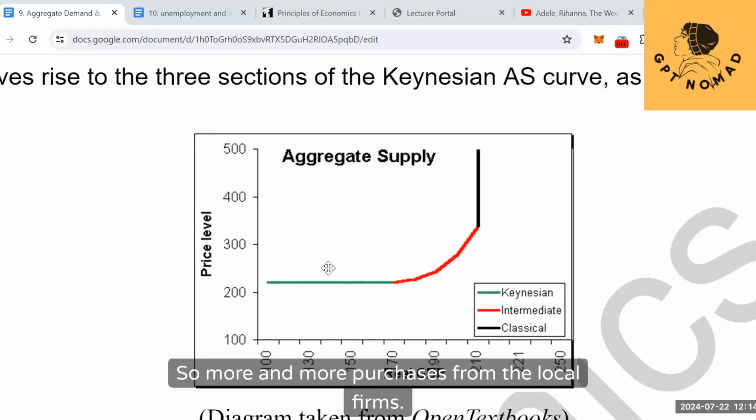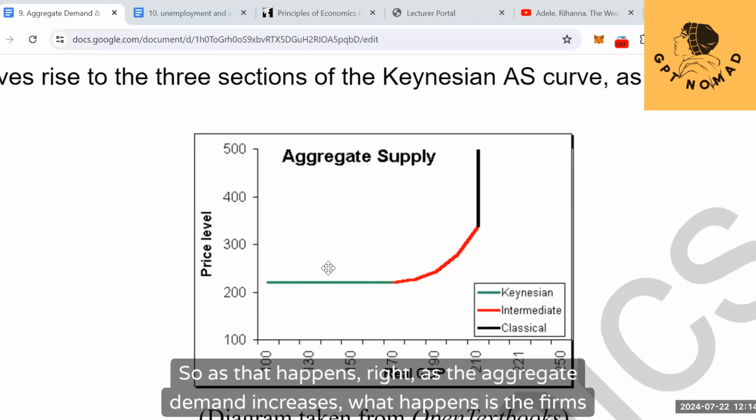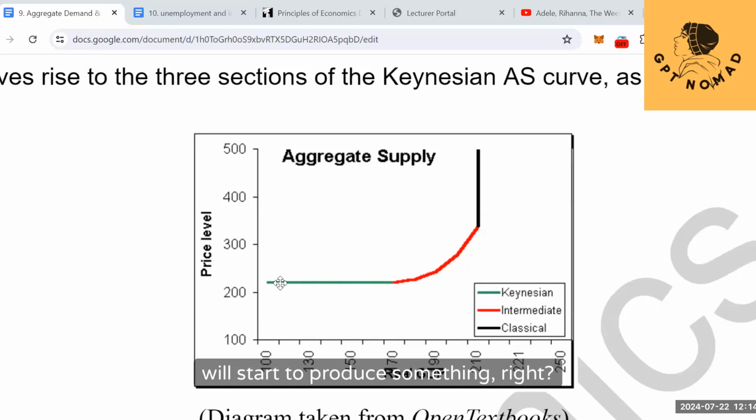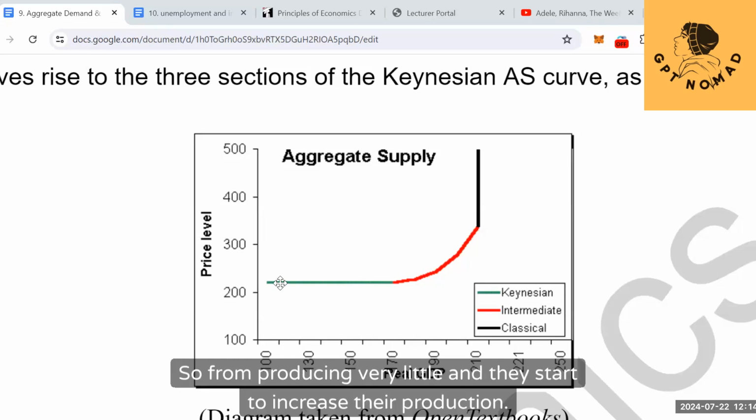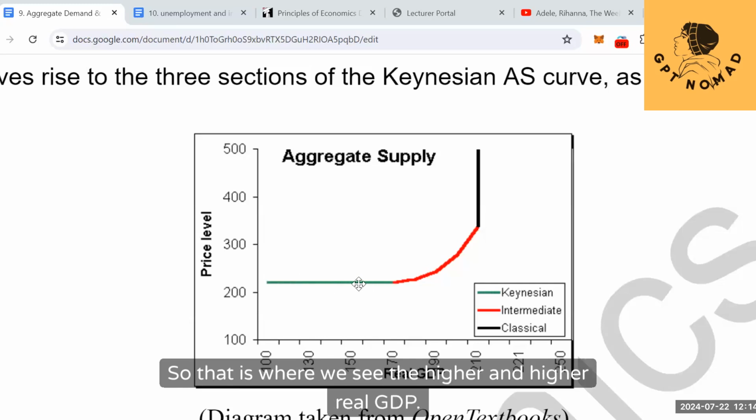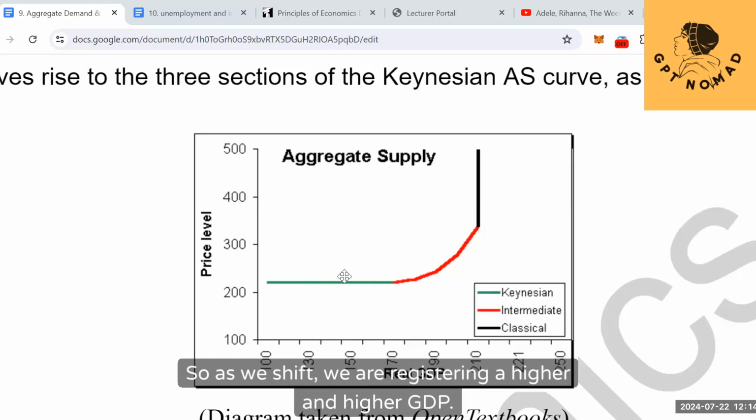from the local firms. So as that happens, as the aggregate demand increases, the firms will start to produce something. From producing very little, they start to increase their production. So that is where we see higher and higher real GDP. Okay, so as we shift right, we are registering a higher and higher GDP.